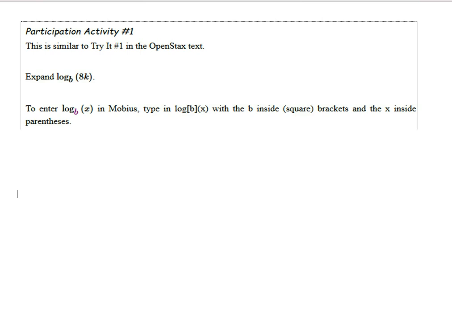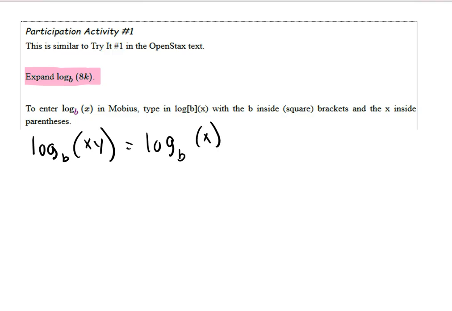They want you to expand this guy right here. And when they mean expand, they mean write it as multiple logarithms. And there is a rule that says if you have log base b of xy, that's the same thing as log base b of x plus log base b of y.